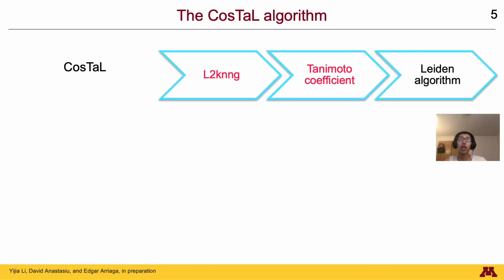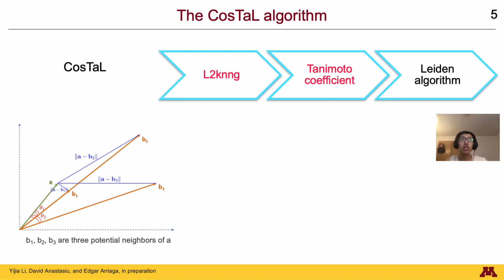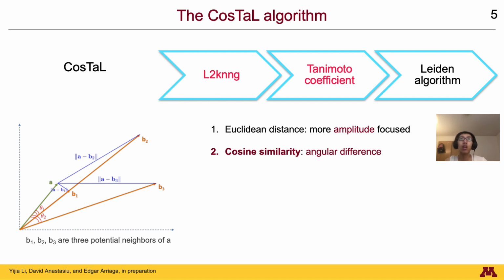So once we have constructed the KNN graph successfully with L2KNG, the next step is to prune the graph. Back to the previous question that we have, cosine similarities cannot capture the amplitude difference. Based on that, we use the Tanimoto coefficient to replace the edge weights of the KNN graph, which used to be the cosine similarities. And by using the Tanimoto coefficient defined like this, we can bring back the amplitude information.